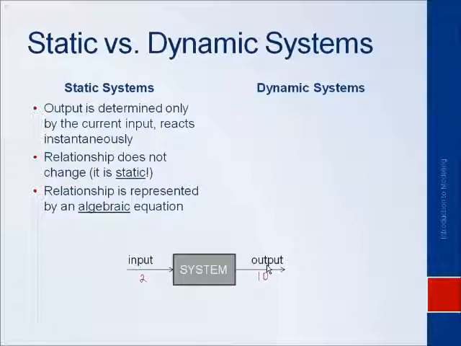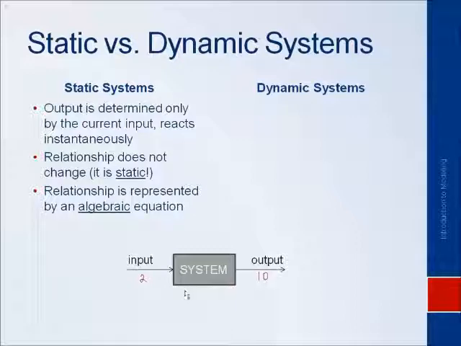Furthermore, this relationship can be represented by an algebraic equation. In this case, you could model the system as multiplication by 5. You put 2 in, the system multiplies that by 5 to get an output of 10. Some systems are well modeled by this sort of static model, but many aren't.